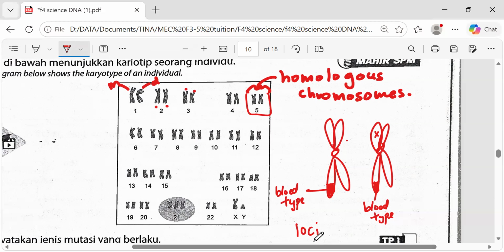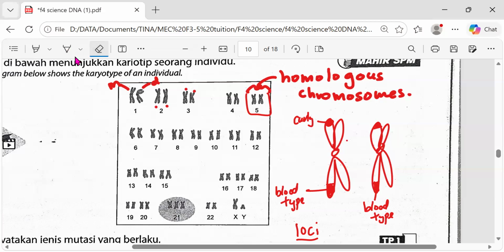Do you know how you pronounce this? Loci. Same as Laosai, right? My bio teacher told me that over 30 years ago, and until today I still remember. Loci. Basically, it means the location, where it is. So this controls blood type, this controls blood type. Let's say here controls curly hair, and here controls, what will it control?